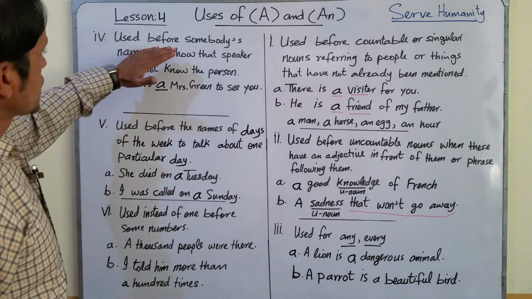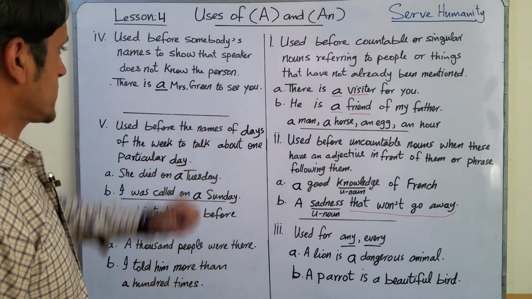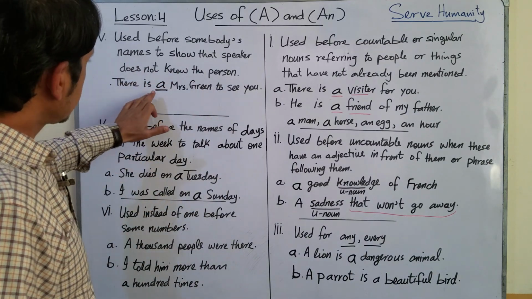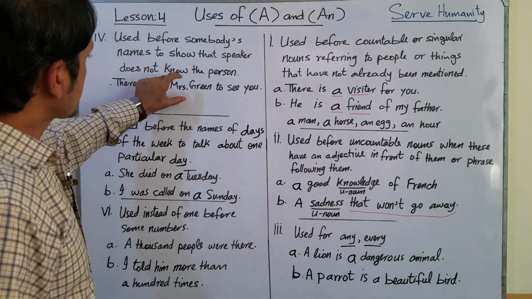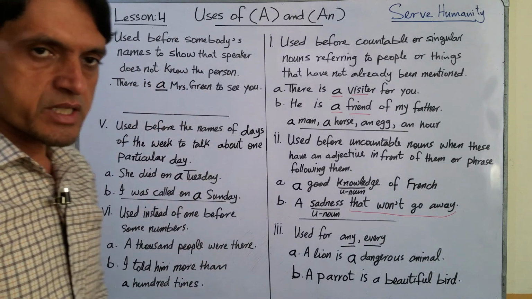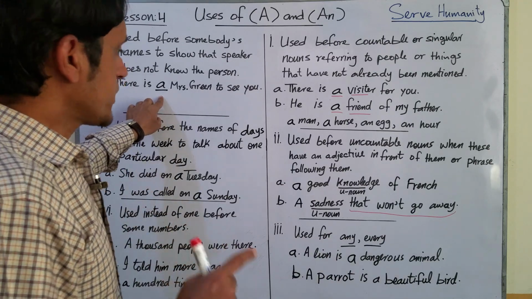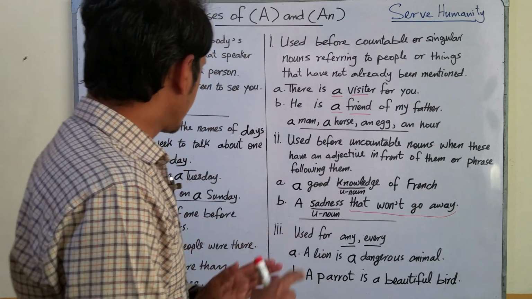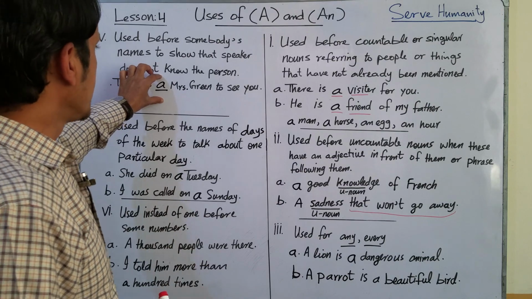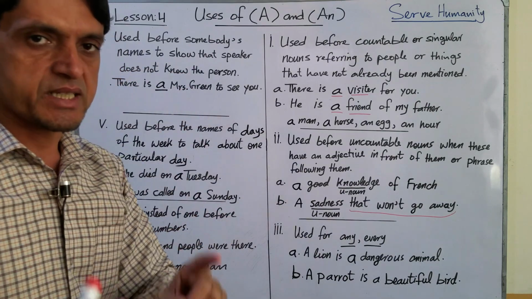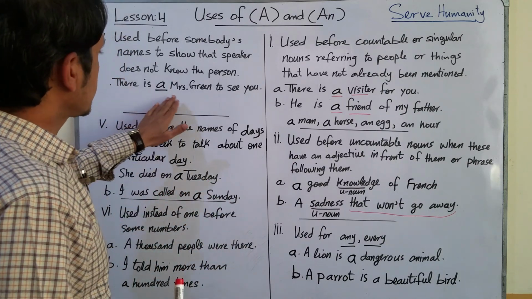Number four, use before somebody's names to show that the speaker does not know the person. For example, there is a Mrs. Green to see you. Now you see, there is a Mrs. Green to see you. Before some proper nouns we can also use indefinite article. Otherwise we cannot use indefinite article before proper nouns, but in this case we can use indefinite article with a proper noun when the speaker does not know who the person is. For example, there is a Mrs. Green to see you.